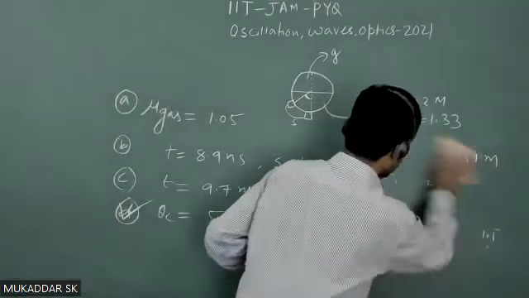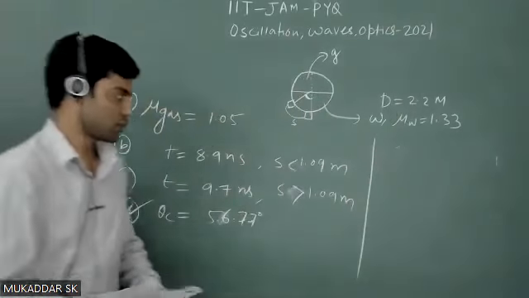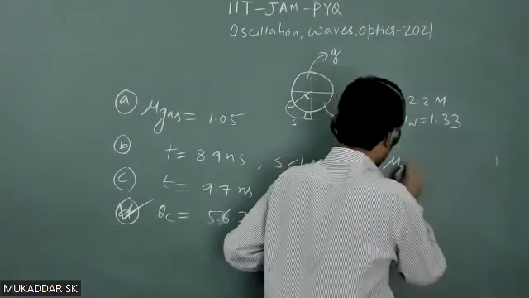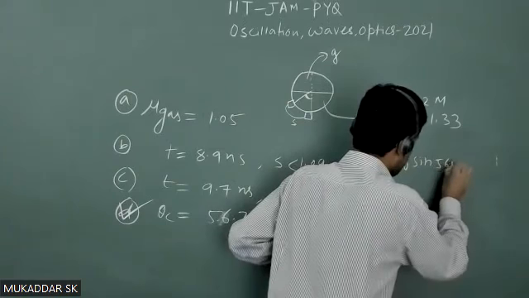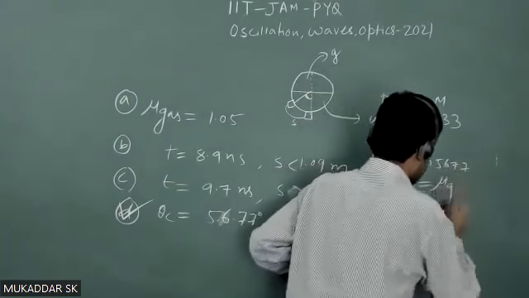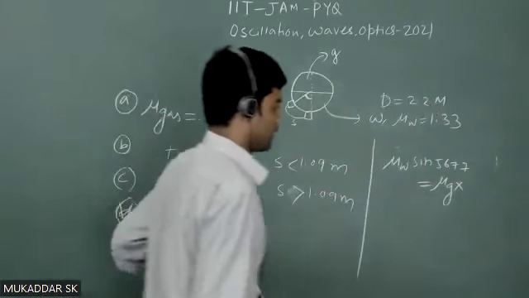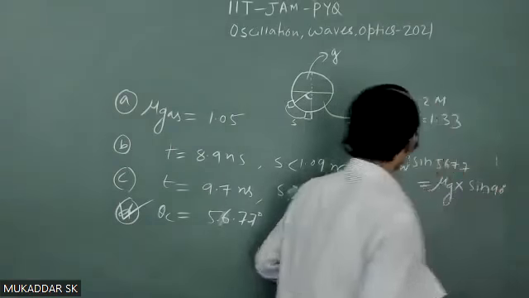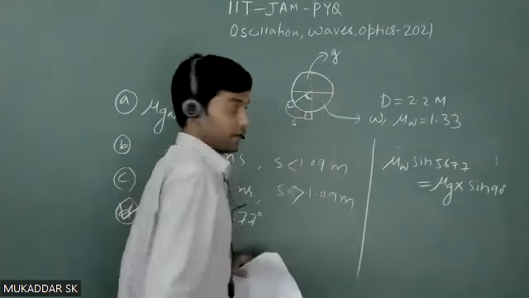Now at this theta c, I will apply Snell's law of refraction. So what I can write, that mu w sine 56.77 equals mu gas, and what will be the angle of refraction? That will be 90 degrees. So I'll write sine 90 degrees. Okay, because at theta c, the angle of refraction will be how much? It will be 90 degrees.